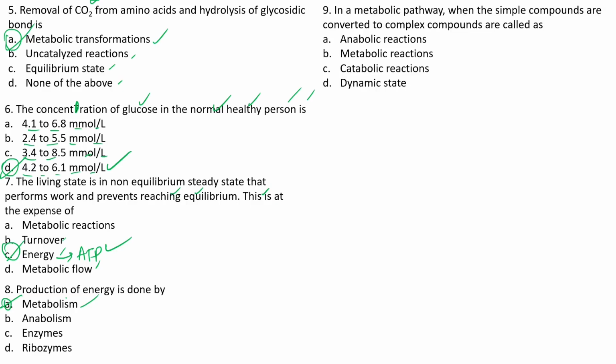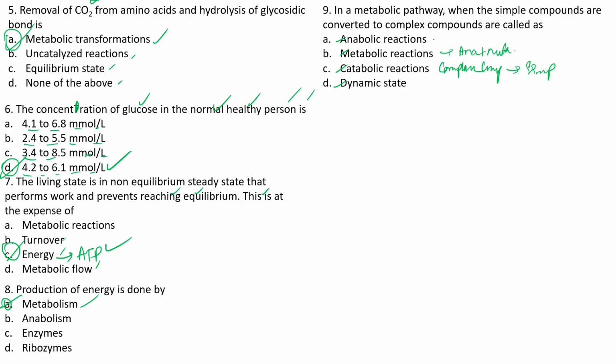Moving on, in a metabolic pathway, when simple compounds are converted into complex compounds, they are called anabolic reactions. Metabolic reactions, catabolic reactions, dynamic state. You know that catabolic reactions are where complex compounds are converted into simple compounds, right? And metabolic reactions are the sum of both anabolic and catabolic reactions, right?